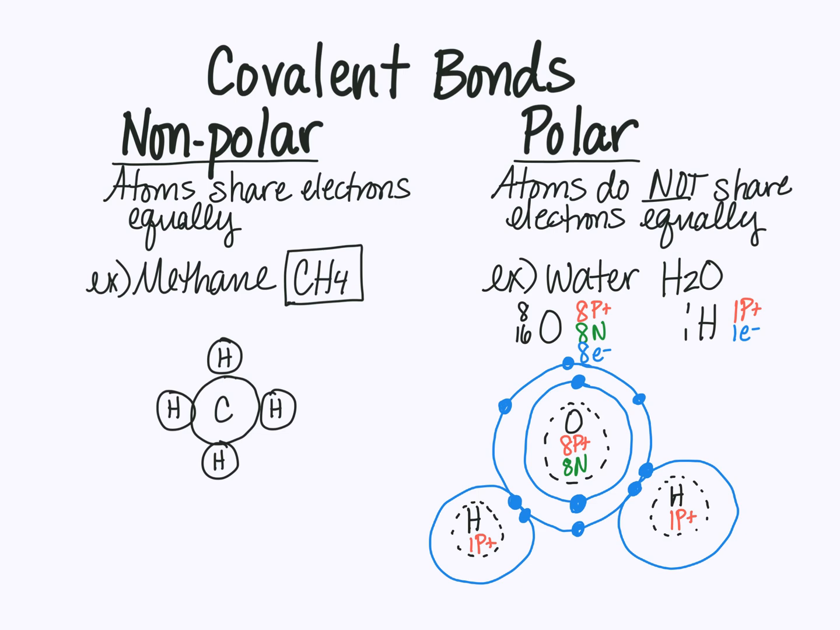So now oxygen has a full valence shell because it's got 1, 2, 3, 4, 5, 6, 7, 8. So oxygen is now stable, and both of the hydrogens are now stable because they have the 2 electrons in their valence shells. And so what we have here are single covalent bonds between each hydrogen and the oxygen.